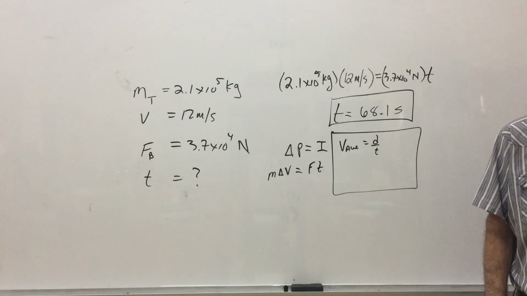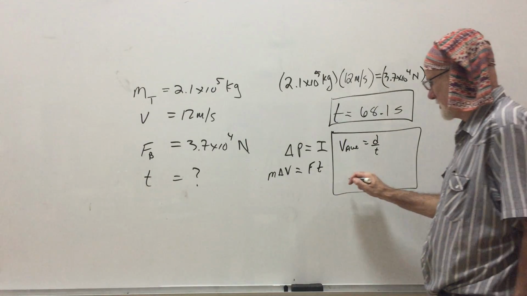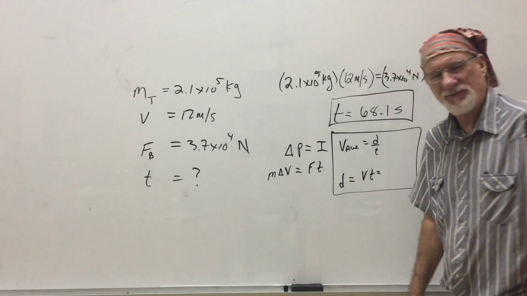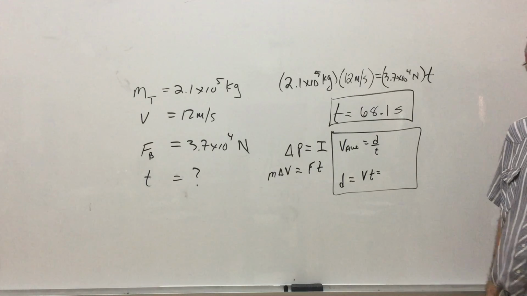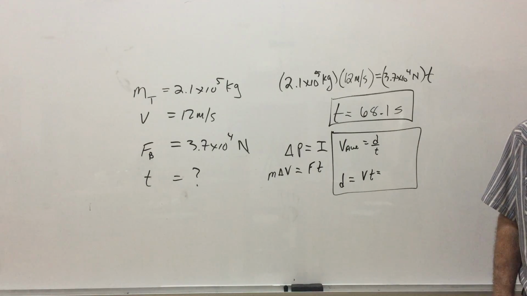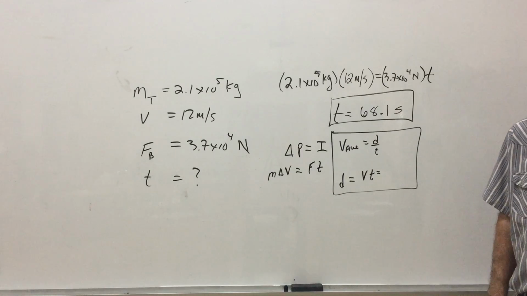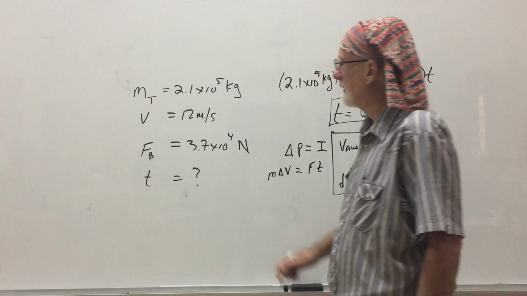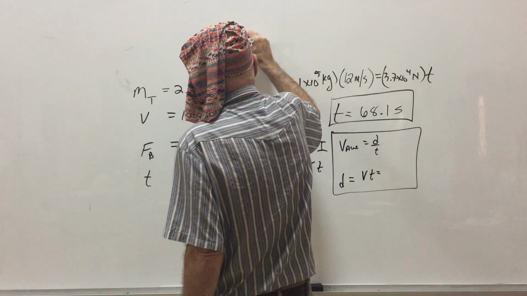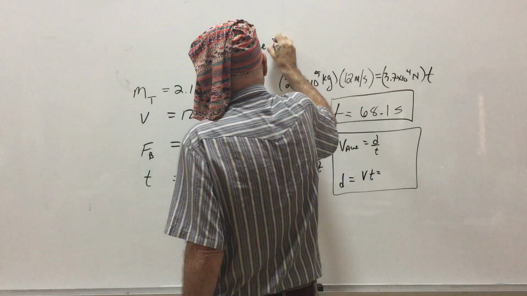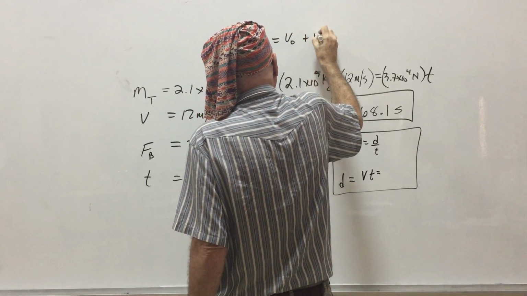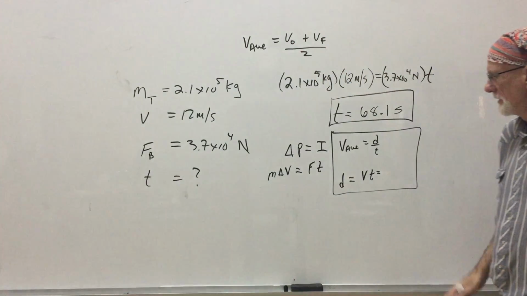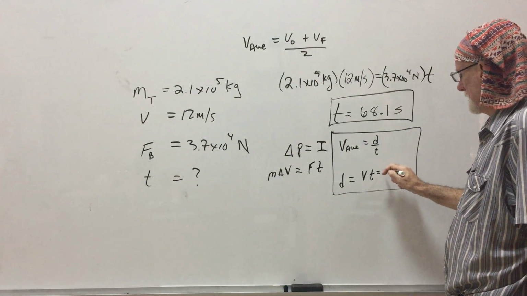We're solving for distance, so distance is going to equal v times t. So what's v? 6. Remember, average velocity is initial plus final divided by 2. So it's going to be 6.